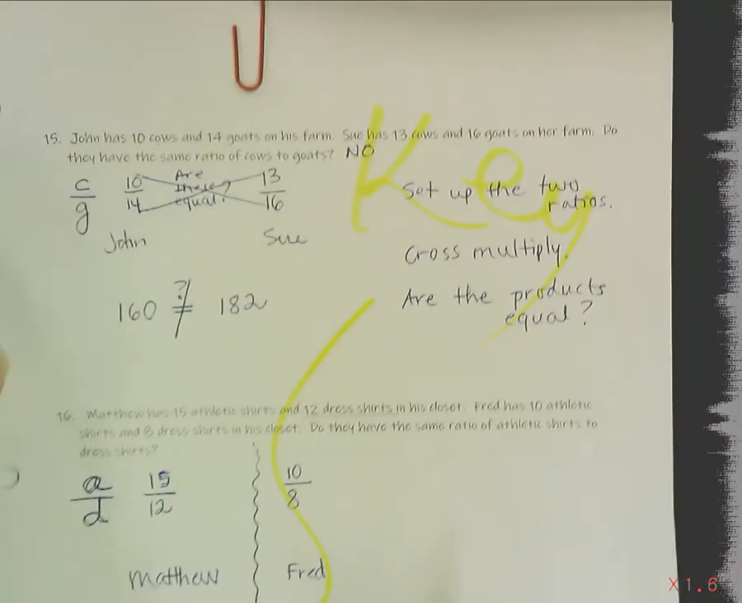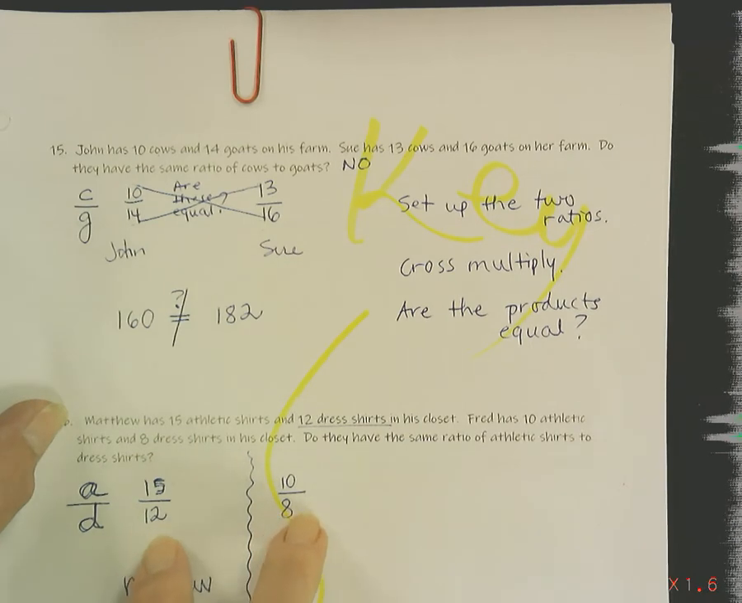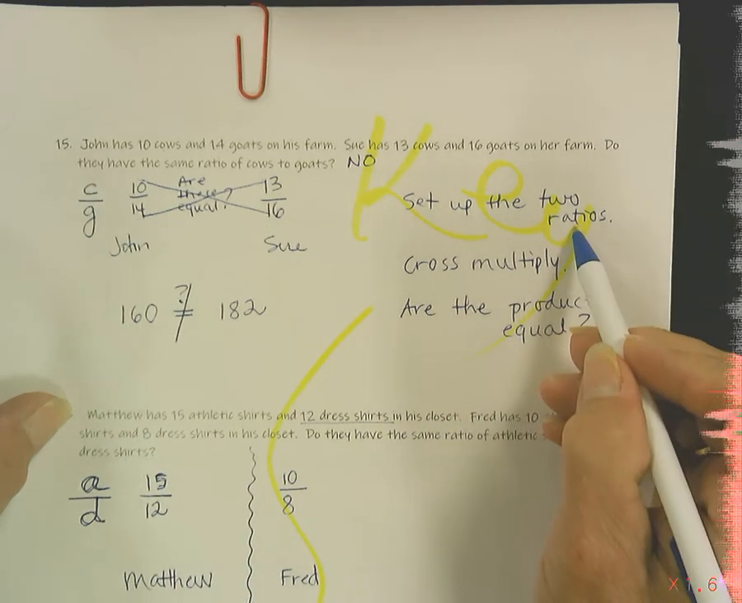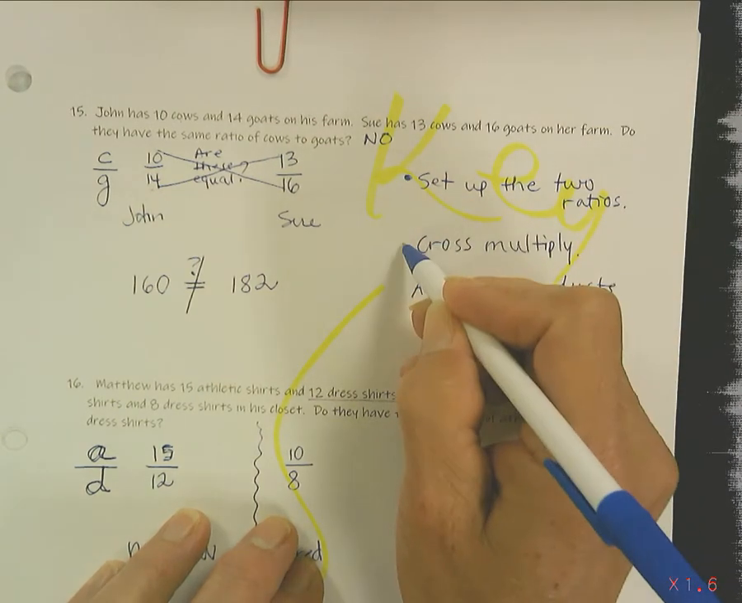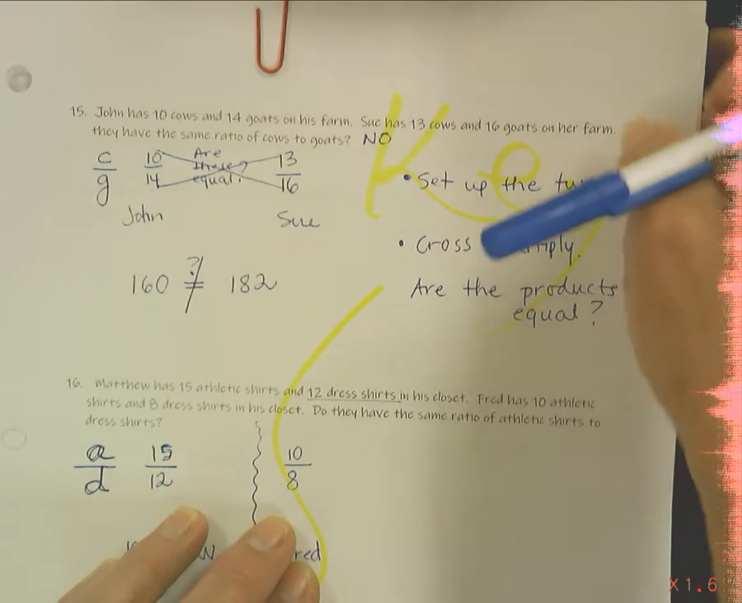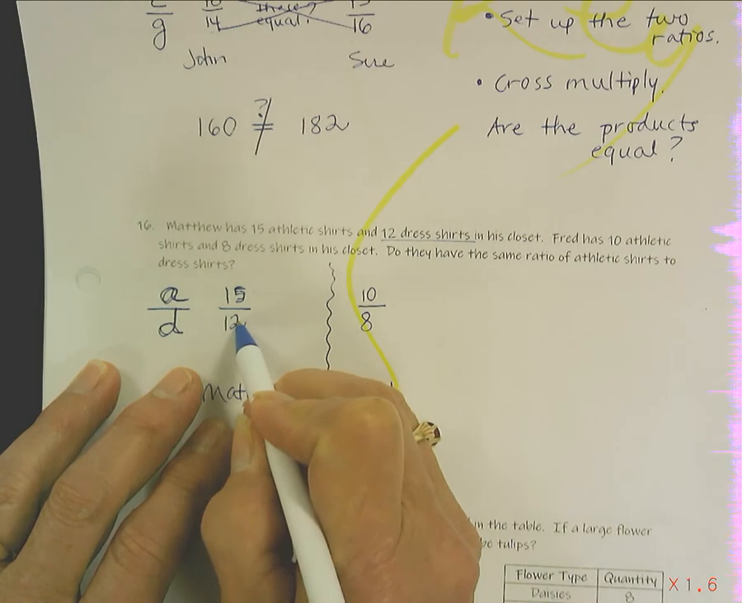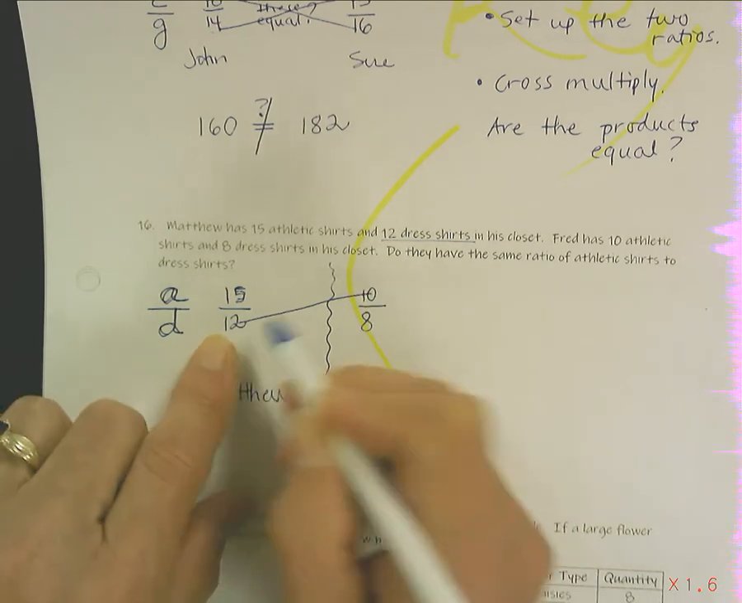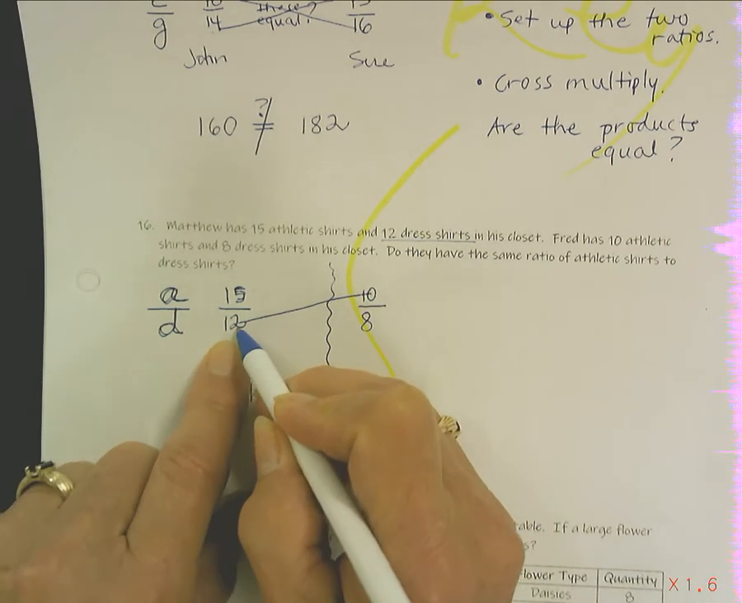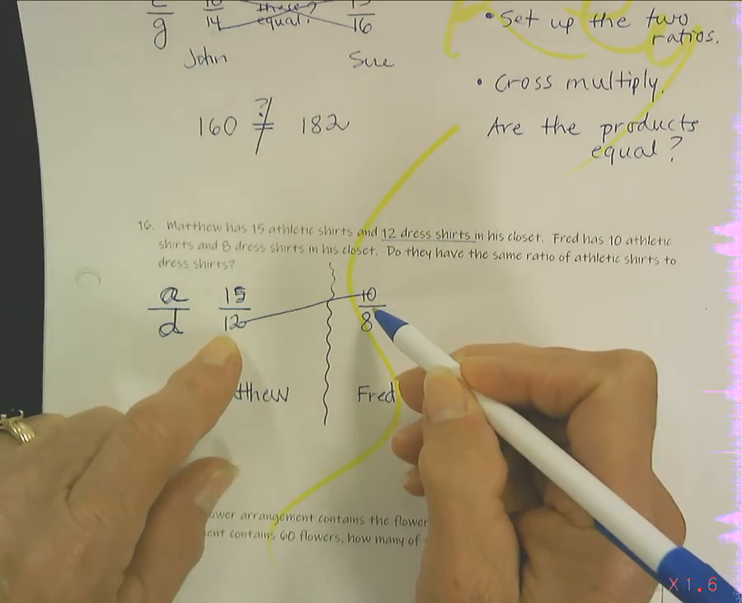Now, these were the steps I told you that we would follow when we're comparing two ratios and we want to know if they're equal. We will set up the two ratios, and that's what we've done right here. That's the first thing to do. Then we cross multiply. So you need to take your pencil, touch the 12, and connect that diagonally up to the 10. The 12 from the bottom, connect that up to the 10 at the top, and you're going to multiply those and see what you get.